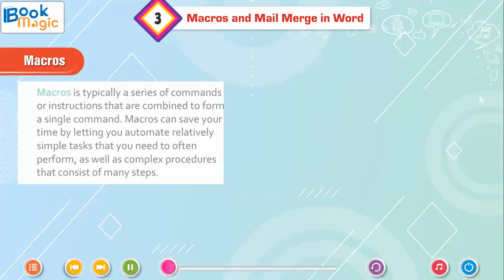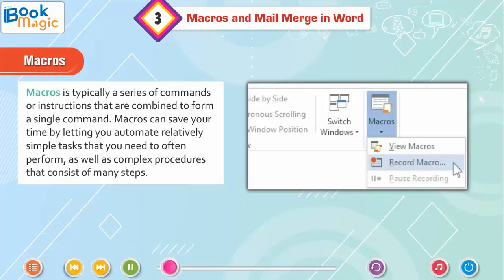Macros. A macro is typically a series of commands or instructions that are combined to form a single command. Macros can save your time by letting you automate relatively simple tasks that you need to often perform, as well as complex procedures that consist of many steps.